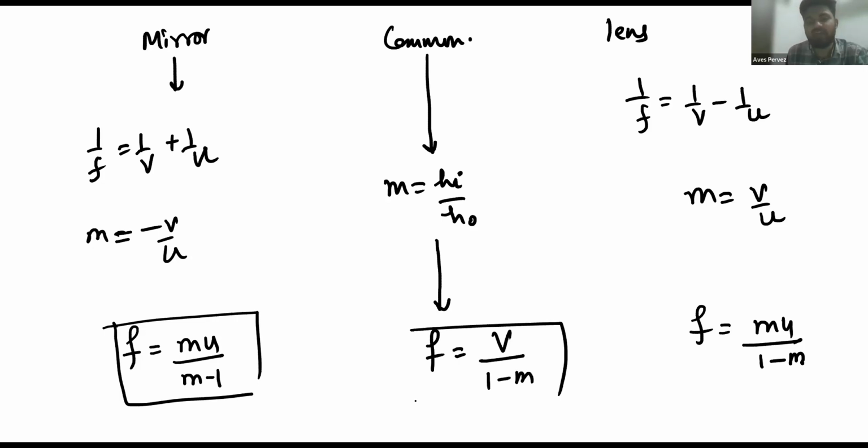If we have given only focal length and v is being asked, or if we have given magnification and v and focal length is being asked, we have to use this common formula for both lens and mirror. So please note it down.